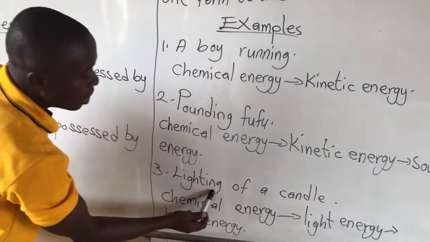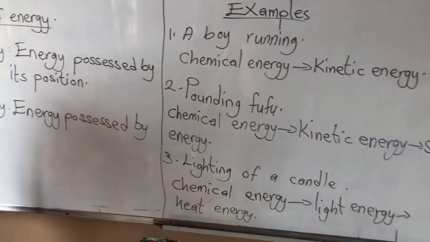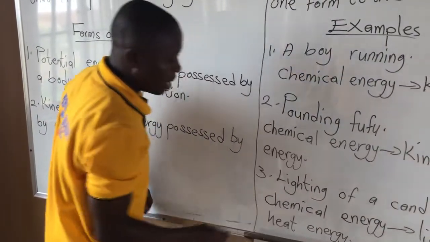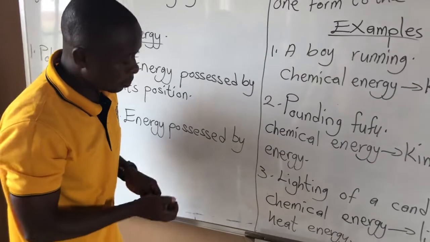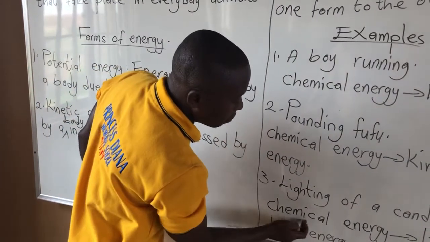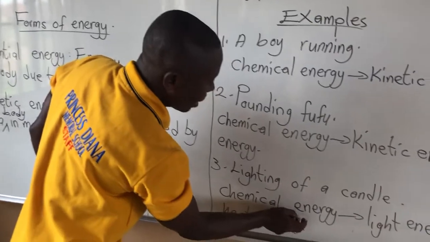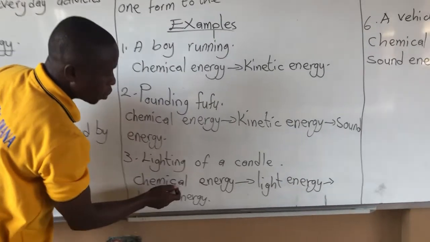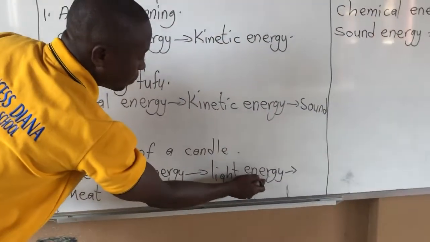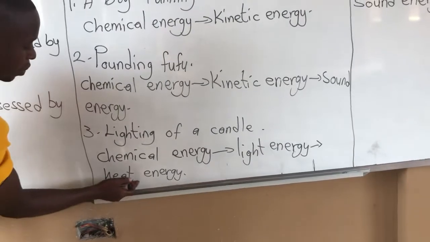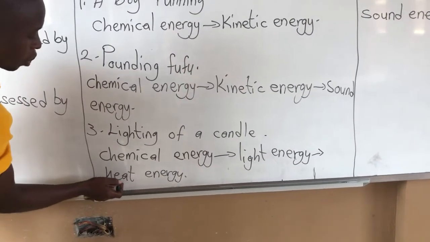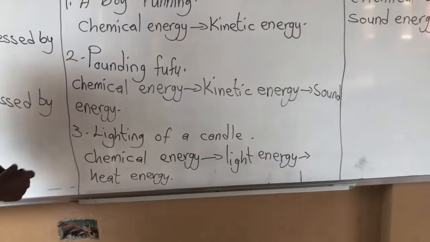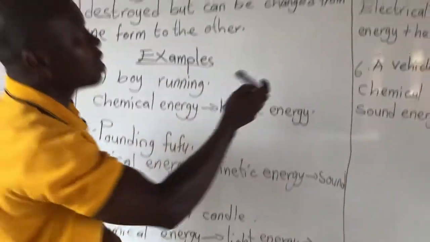Now let's look at lighting of a candle. We learned chemical energy. We get chemical energy from food, from fuel, and from batteries. So the candle contains chemical energy. When it's burning, it gives us light, and at the same time, when you get closer to it, it can burn you. So it also gives us heat energy. So from chemical energy to light energy and heat energy.